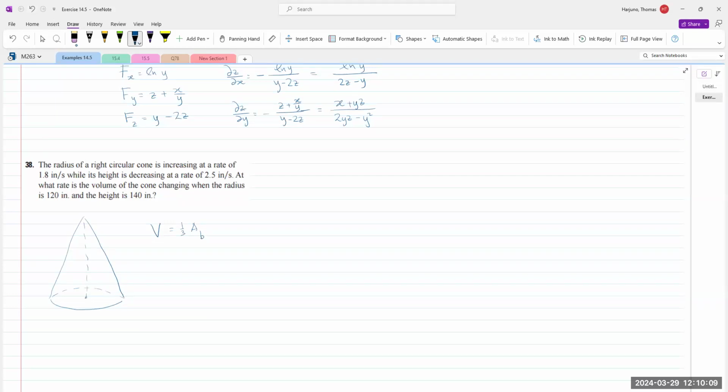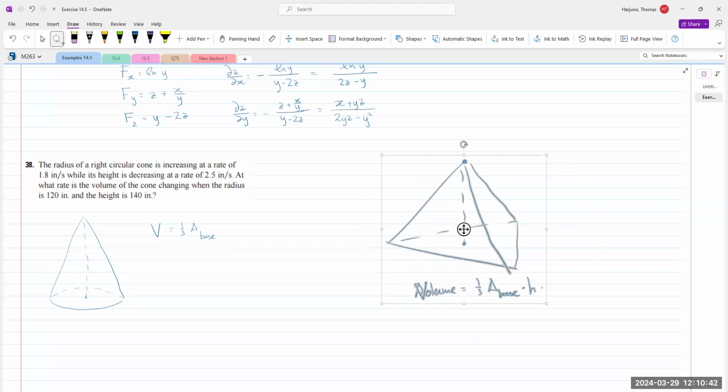In fact, this is true for any pyramid, regardless of what the base looks like. As long as you have that base and the top is just a vertex, then the volume is equal to 1/3 the area of the base times the perpendicular height. Okay, it is always true.